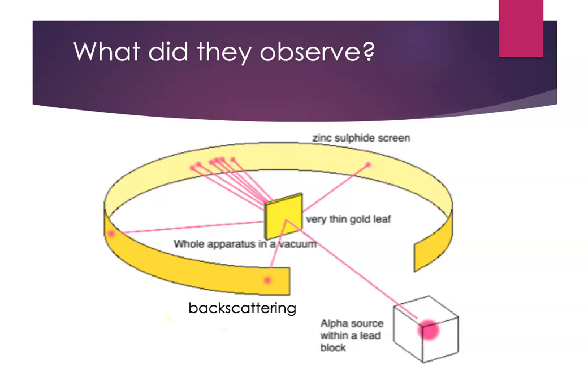They called that backscattering. They're like, whoa, that's weird. And they would do the experiments again and again and again to make sure that they weren't doing something strange or doing something wrong, to really be confident in their results. So most of the particles did go straight through.